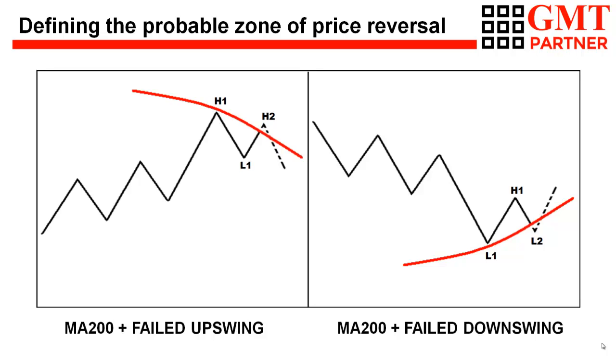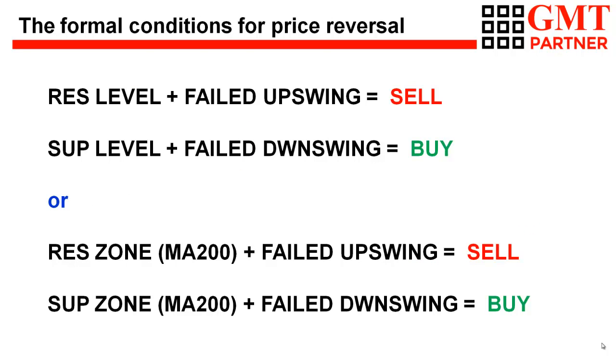So, from the point of view of graphical analysis, the probability of a price reversal, both in the case of trend and in the case of correction, increases under the following conditions. 1. The price approaches a level of support or resistance. 2. The failed downswing or the failed upswing pattern is formed near the level of support or resistance. Or 1. The price approaches a pair of moving averages with the parameter of 200 time intervals. 2. The failed downswing or the failed upswing pattern is formed near the pair of moving averages with the parameter of 200 time intervals.